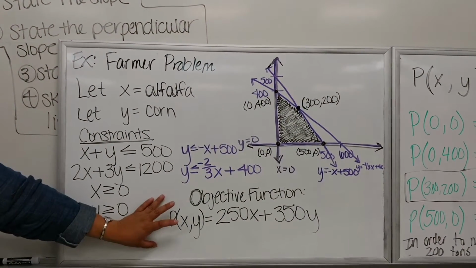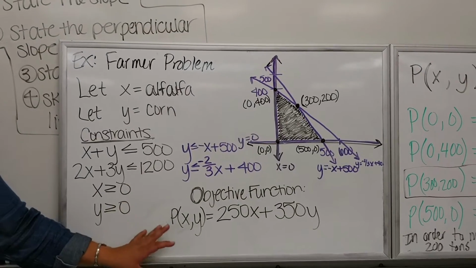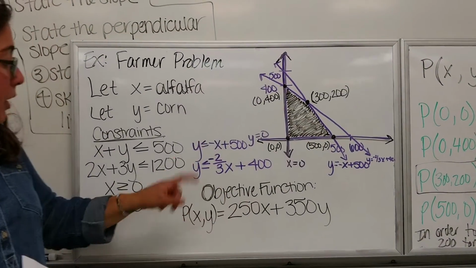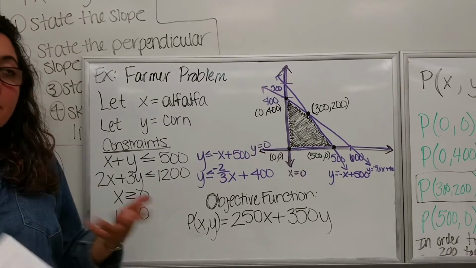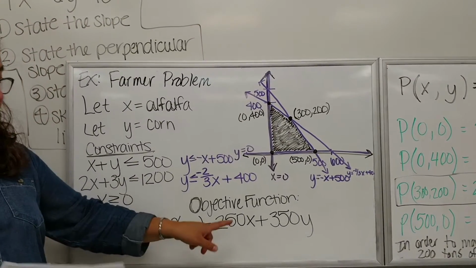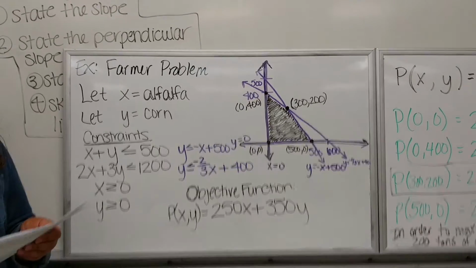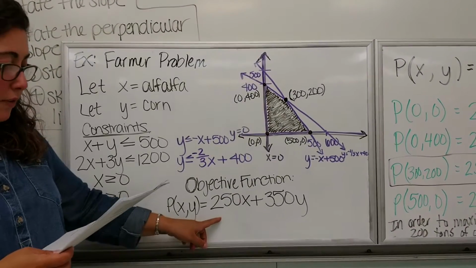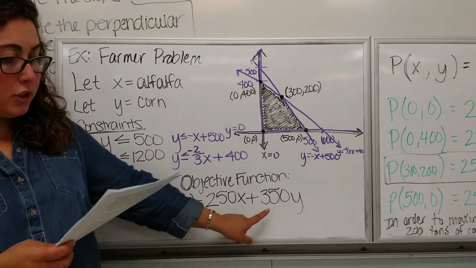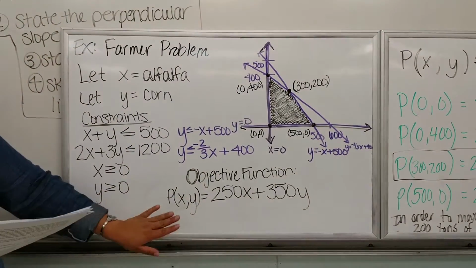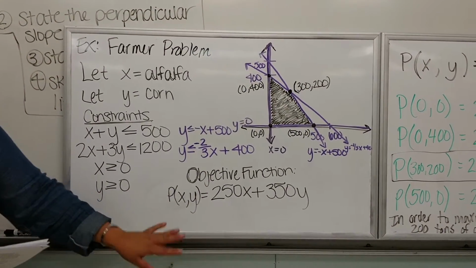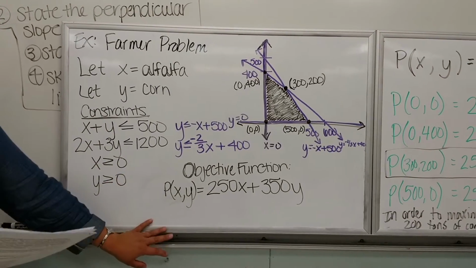Your objective function isn't graphed. We'll worry about the objective function in a moment, but it tells our maximum profit in this case. Sometimes it could be your minimum amount. Our first line says a farmer can make a profit of $250 for every ton of alfalfa harvested and $350 for every ton of corn harvested, which is why we usually deal with money when we talk about profit.